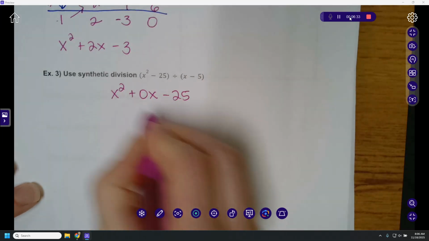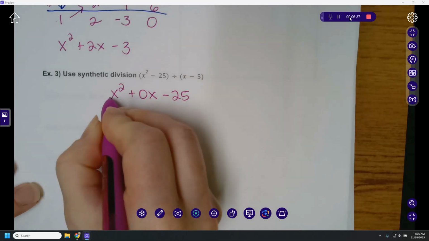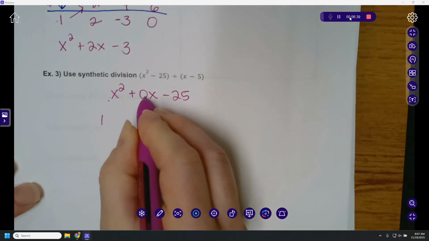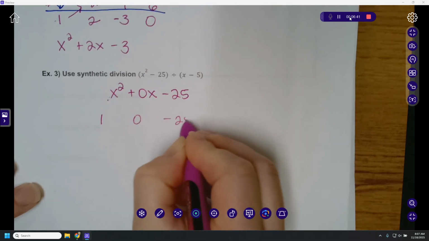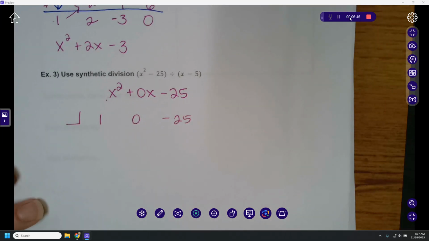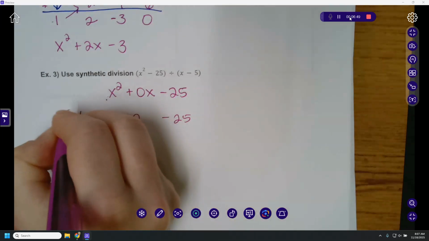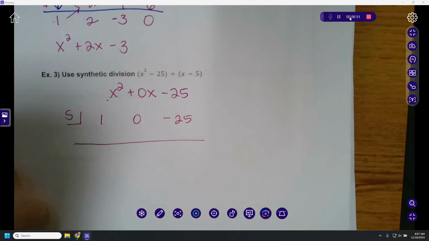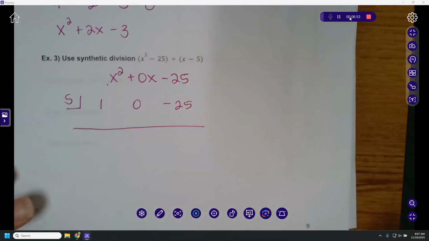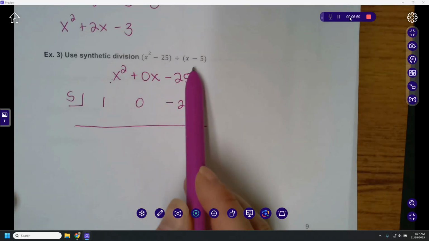I should have left a little more space here, but my coefficient is going to be 1, then I have a 0, and then a negative 25. What goes in the box this time? Positive 5. Now, I think most of you probably know, if you looked at this, does anybody already know what x squared minus 25 divided by x minus 5 is?